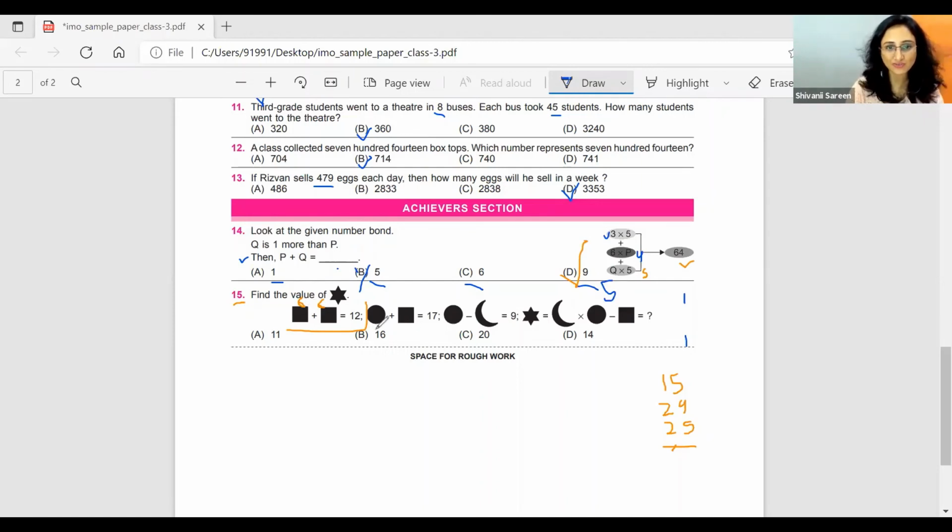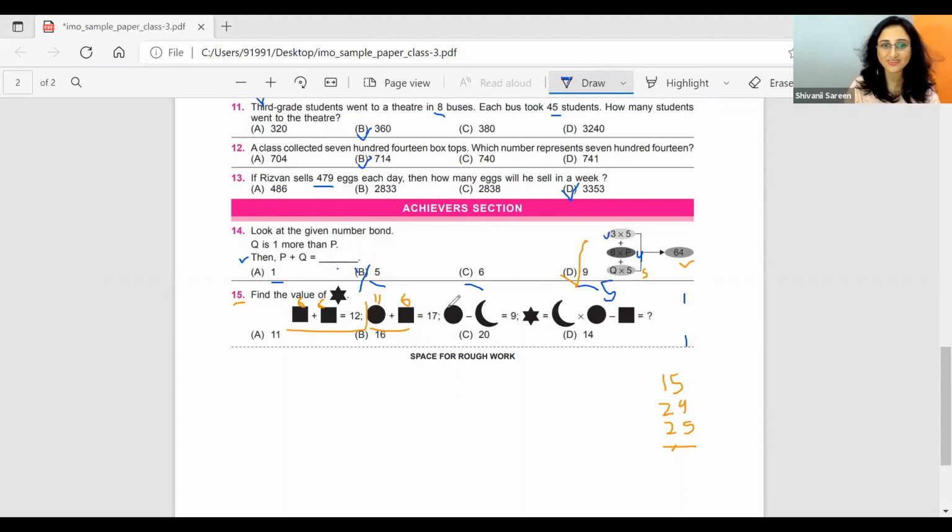Now move on to the second condition. They say circle plus square is equal to 17. I know the value of square, which is 6. Now it is not difficult to identify the value of circle. It would be 11, because 11 plus 6 is 17.